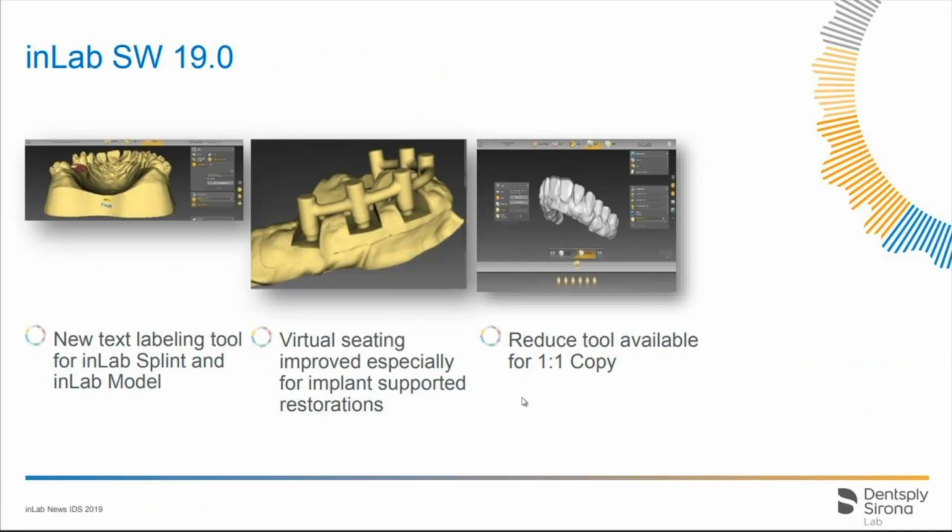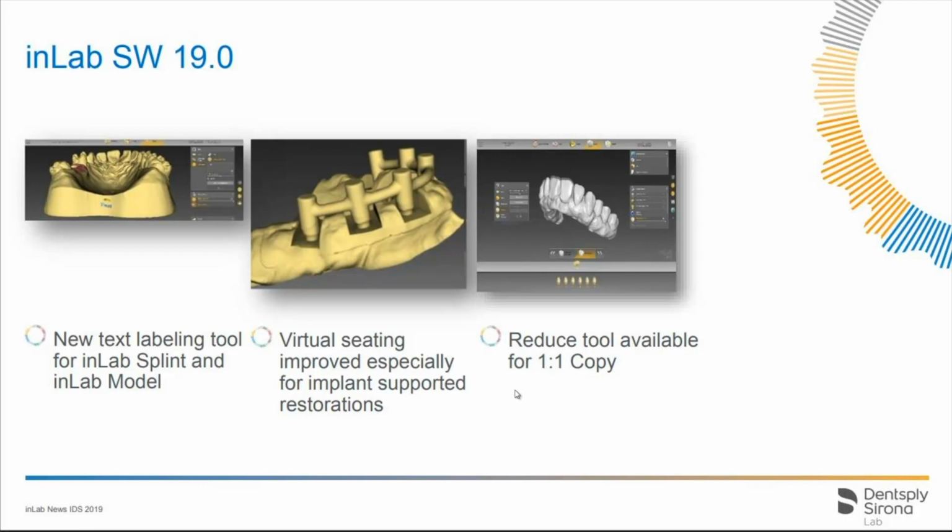We have a new text labeling tool in the inLab Splint and Model software. You just go over to the right-hand side of the screen and put in the text that you want to go on the model. With a single click, you'll put it on the upper, and then a single click to put it on the lower.